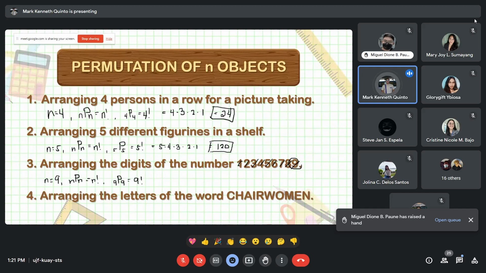Kasi what if the value is too large? Let's say we have 20 factorial. Di ba? We just have to expand it like 20 times 19 up to 1. So parang masyado siyang matrabaho. So actually, using your scientific calculator, we can find the value of 9 factorial by clicking the 9, shift, and the factorial.